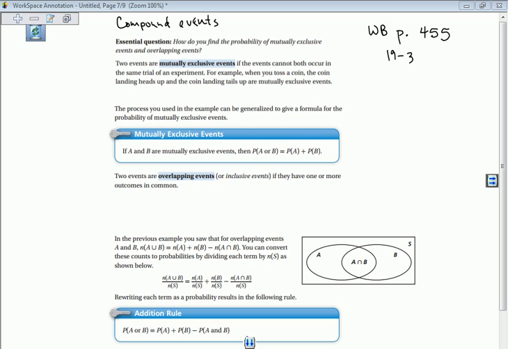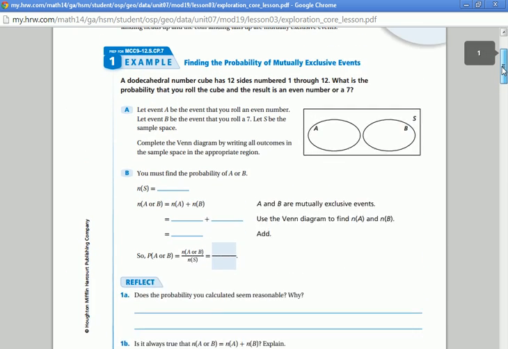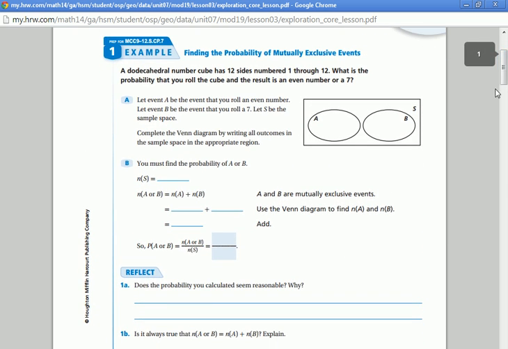So if you look on page 455, let me scoot back a little bit, and we'll take a look at this real quick. They give us an example. It says a dodecahedral number cube has 12 sides, numbered 1 through 12. What is the probability that you roll a cube with a result that is an even number or a 7? Are these events mutually exclusive? Can we roll an even number and a 7 at the same time? No, so they are mutually exclusive.